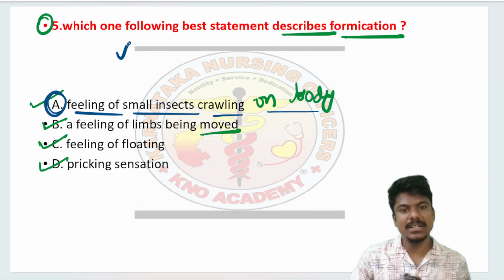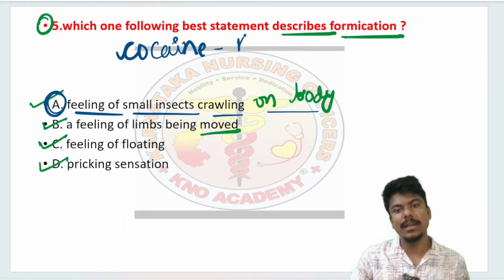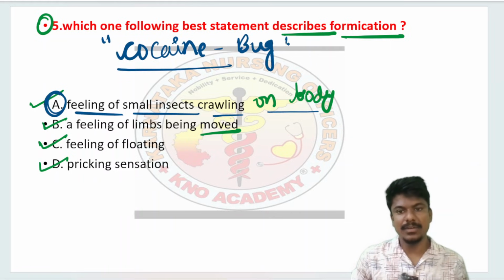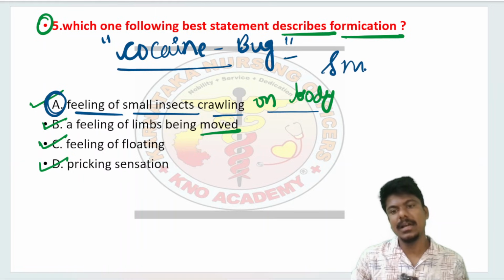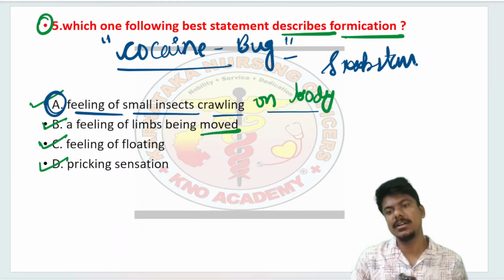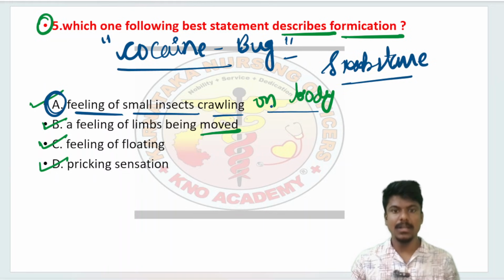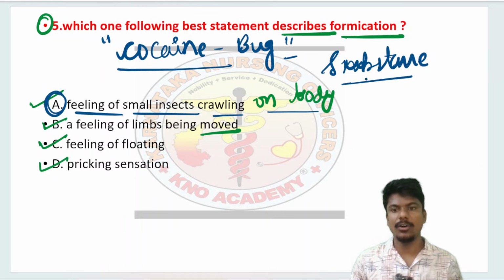We can also say it's called cocaine bug. In case of substance abuse disorder, especially those who take cocaine, they will have the cocaine bug, nothing but formication.